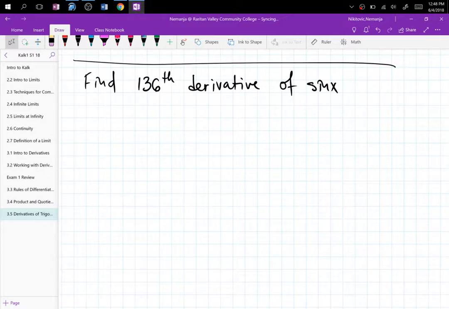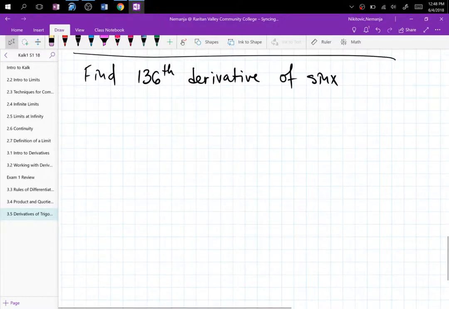Did anyone figure out the way to do this? Yes, it loops every 4. Very good. So if you took 8 derivatives, which is really quick, right? If you took 8 derivatives, you spotted a pattern. So the way to solve this problem is to literally divide 136 by 4 and figure out what is the remainder, and you're done.